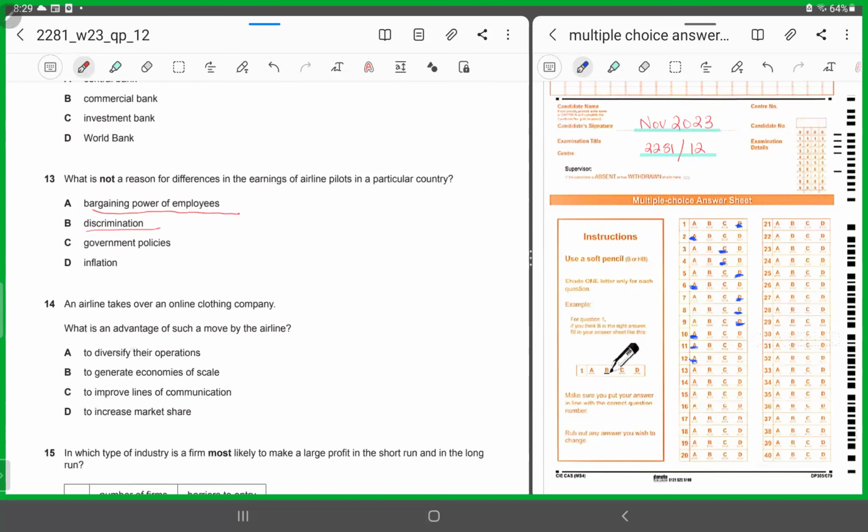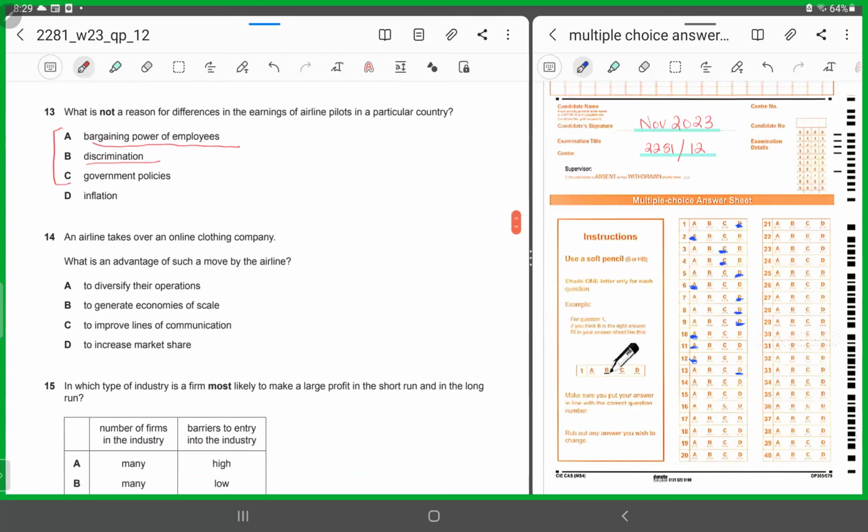Government policies, yes, government policies could be there. Government can favor a particular industry. Inflation, yes, inflation cannot be. Why? Because inflation is equal across the board. It has to be there for everybody. So it can never be a reason for the differences in the earnings, right? These three are the reasons for the differences in the earnings apart from inflation. So 13 has to be D. Those three options are the reasons, the first three, but apart from D.